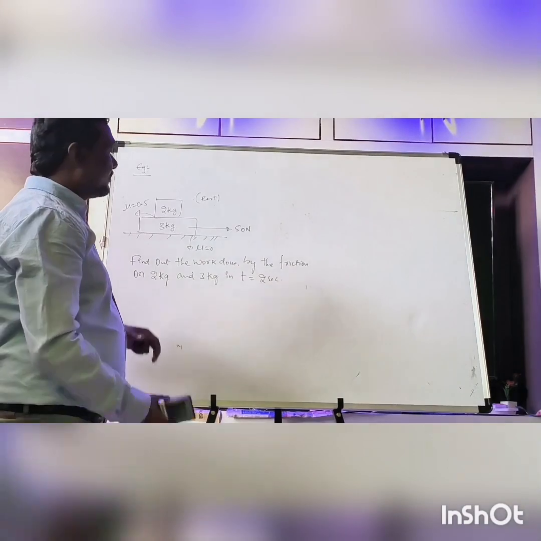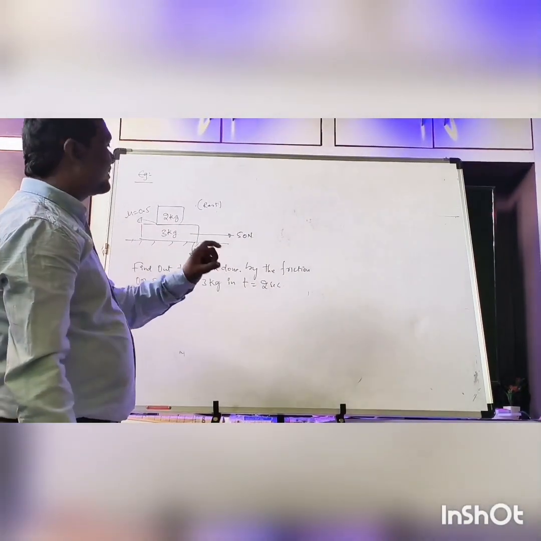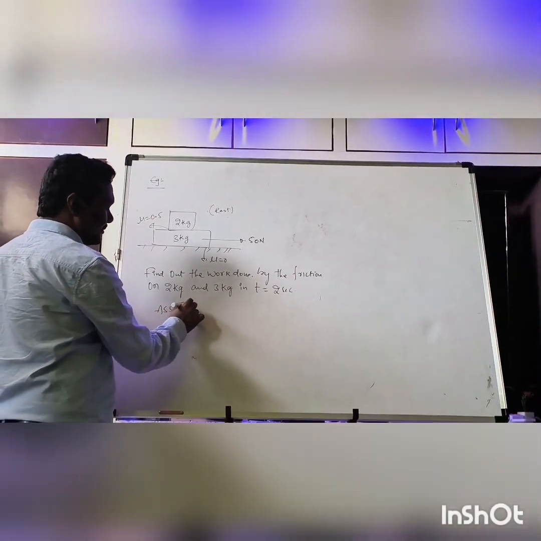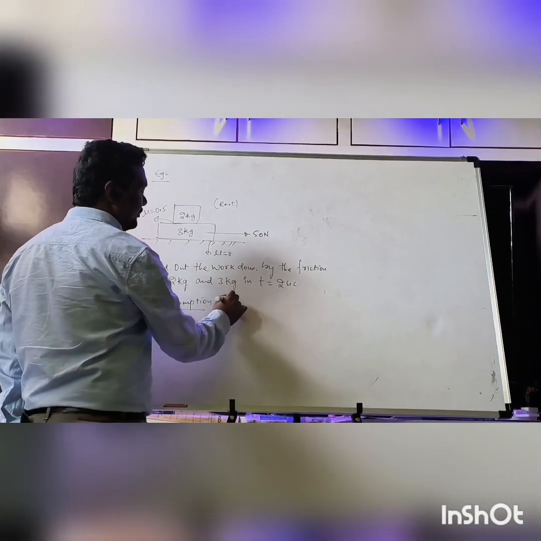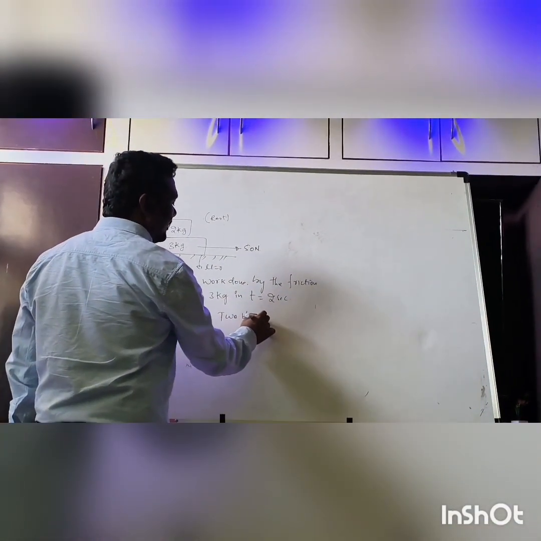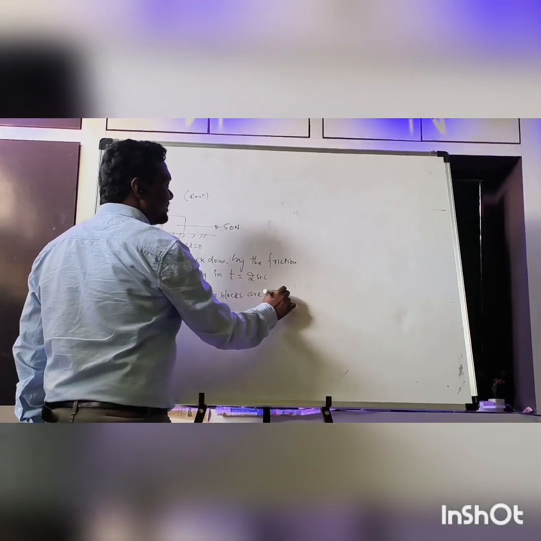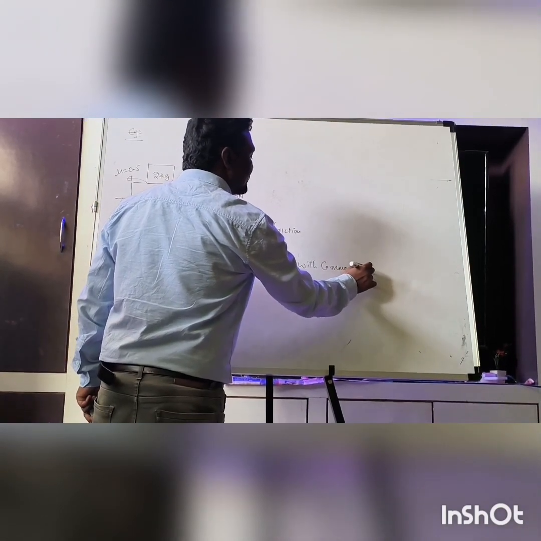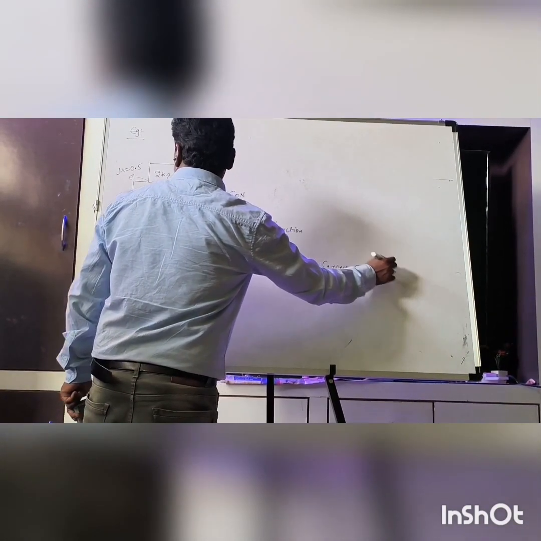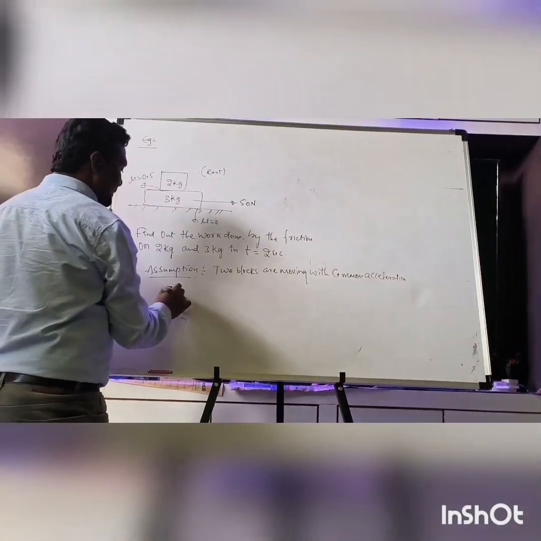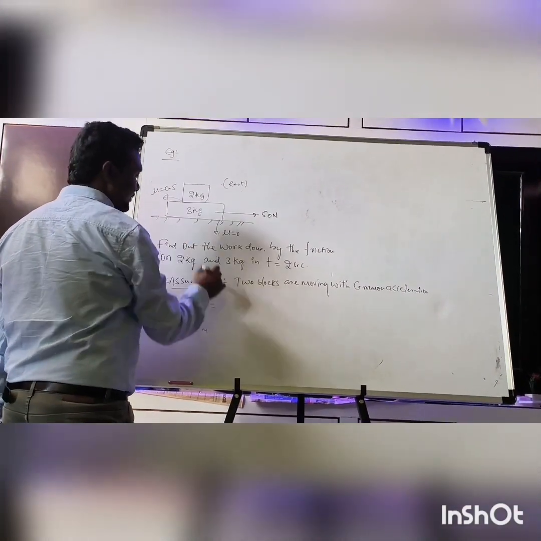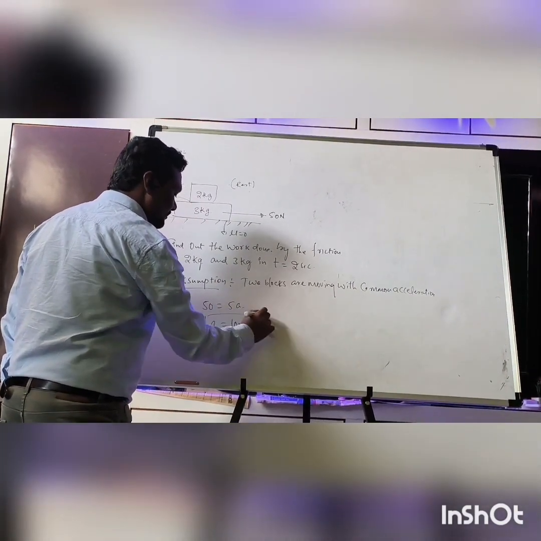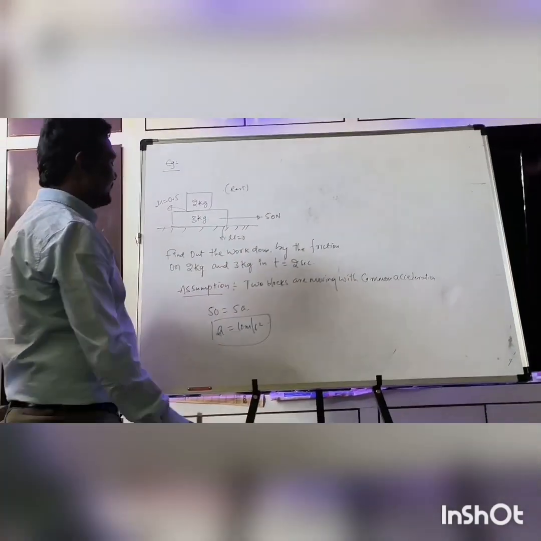So first of all, for block on block problems, we always have to go with the assumption that the 2 blocks are moving with the common acceleration. So first of all, you have to assume, what is my assumption? Assumption: 2 blocks are moving with the common acceleration. Now can I write it as, for the single system, 50 is equal to 3 plus 2, 5a. Now acceleration is equal to 10 meter per second square.